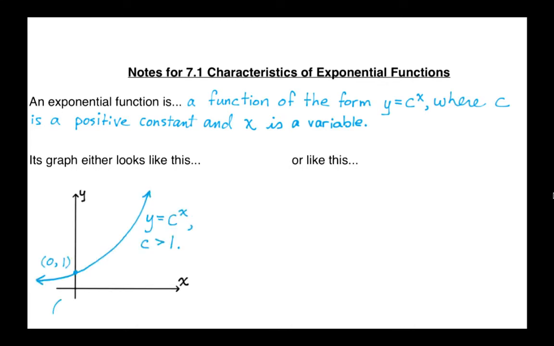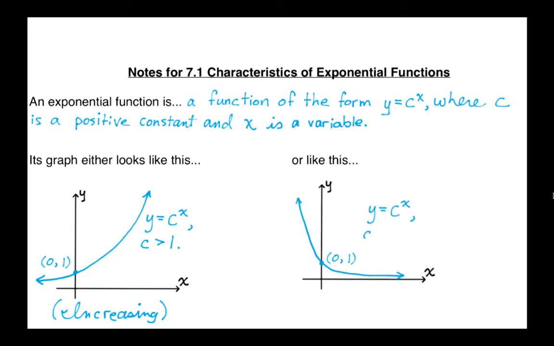Either a graph that looks like this, and that'll be the case when the base, that constant c, is greater than 1, you'll have an increasing function. Or you'll have something that looks like this, and that's the case when c is less than 1. Keep in mind c is positive, so it's going to be greater than 0.